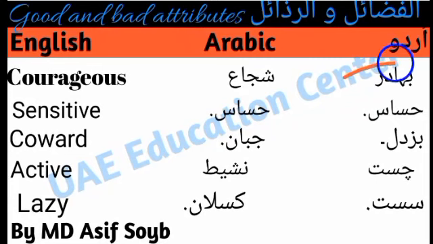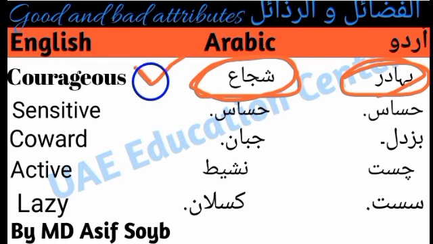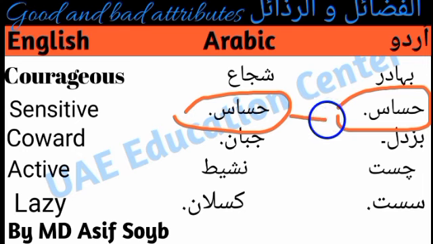First word in Urdu, Bahadur. Bahadur meaning in Arabic, Shuja'un. In English, courageous. Next word in Urdu, Hassas. In Urdu and Arabic, the same word, Hassas. And in English, sensitive. Sensitive meaning in Arabic and Urdu, hassas.